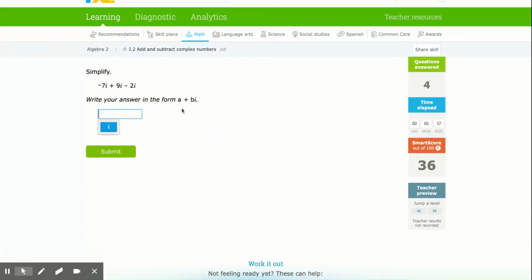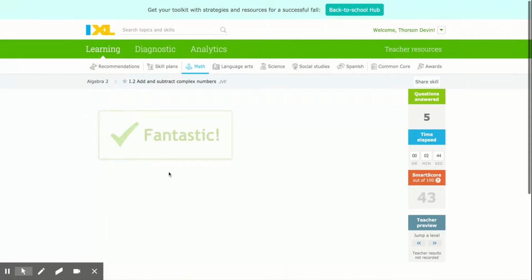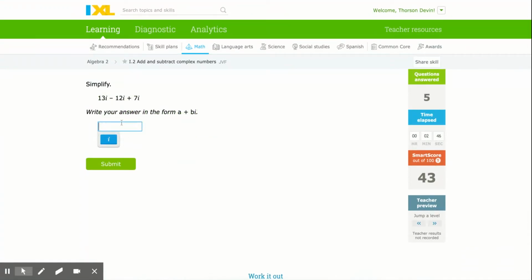At the moment, we haven't run across any parts that have real parts. So 2i minus 2i, that's 0 again. 13 minus 12 is 1. 1 plus 7 is 8i.